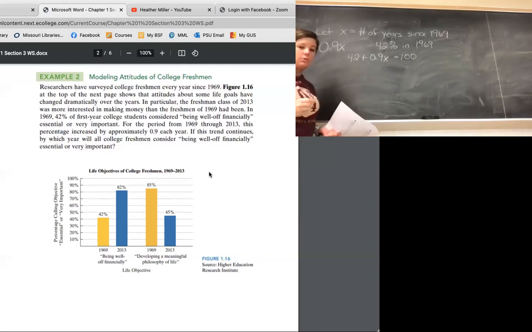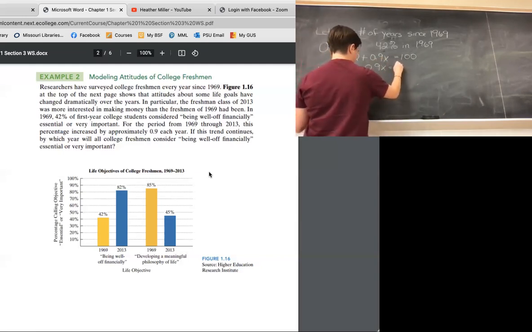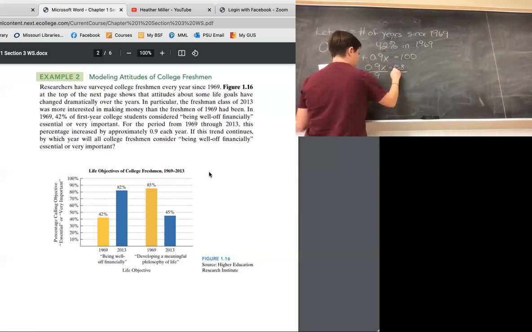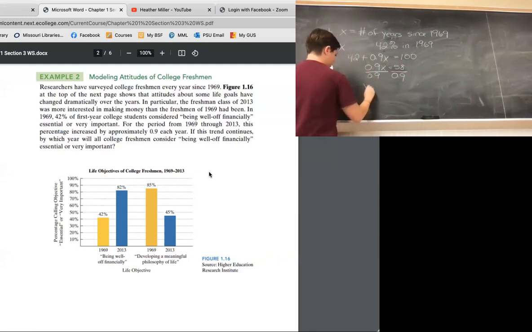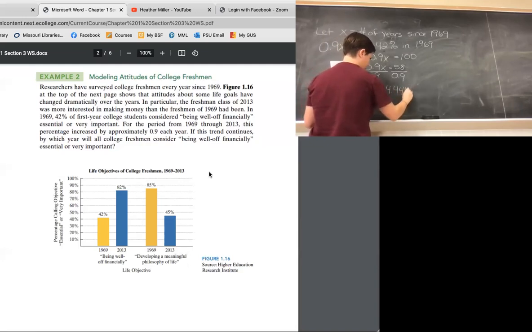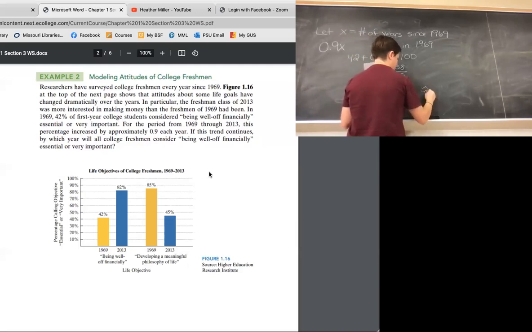Now we have an equation with one variable. We solve it just like any other time. We want to isolate our variable. So I'm going to subtract 42 over. So I have 0.9x equals 58. Divide by 0.9, divide by 0.9. And that's not a nice number. That's 64.444 forever and ever. So we say that's approximately 64 years.